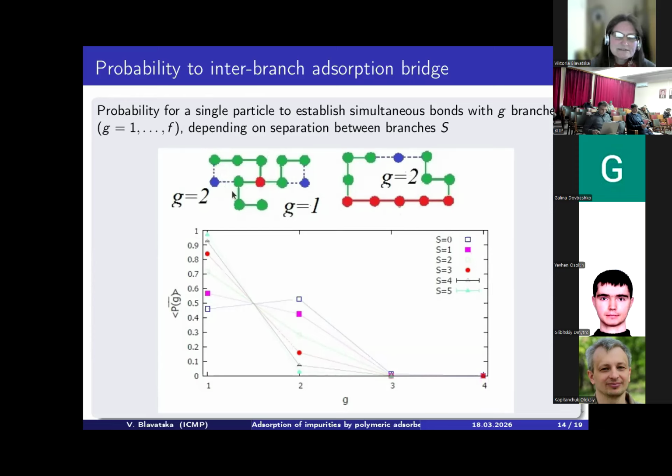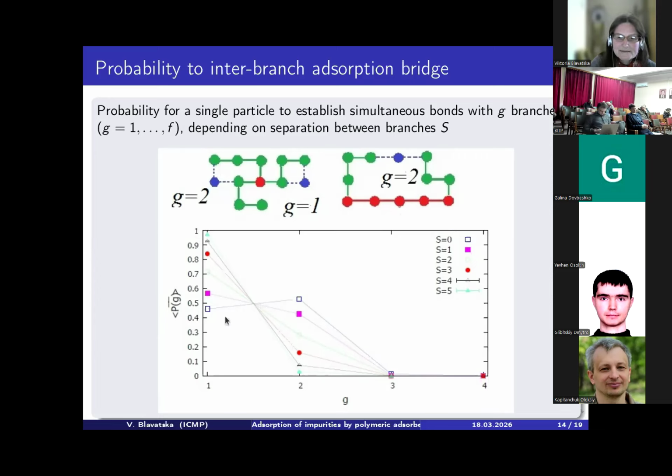But another interesting question: are these bonds established with monomers which belong to the same branch or to different branches? For example, here we have a particle shown with blue, which establishes 2 bonds with monomers which belong to the same branch. Yes, and here we have a particle, again, it has established 2 bonds, but with 2 different branches.